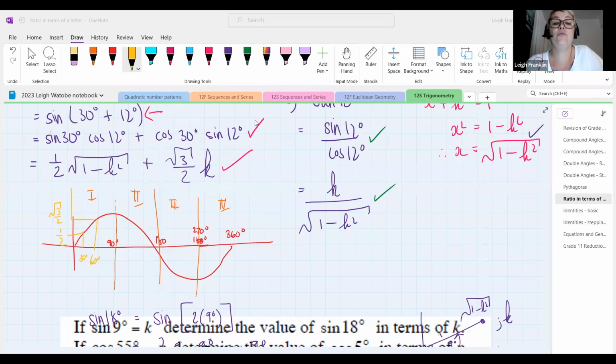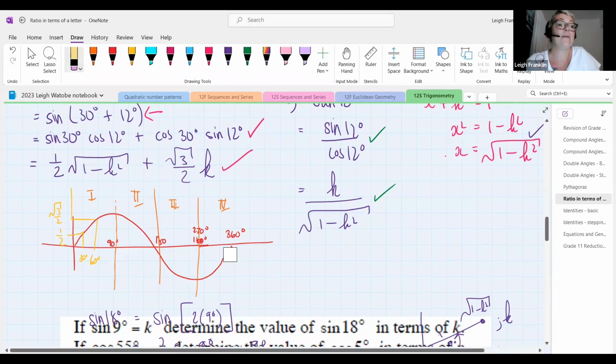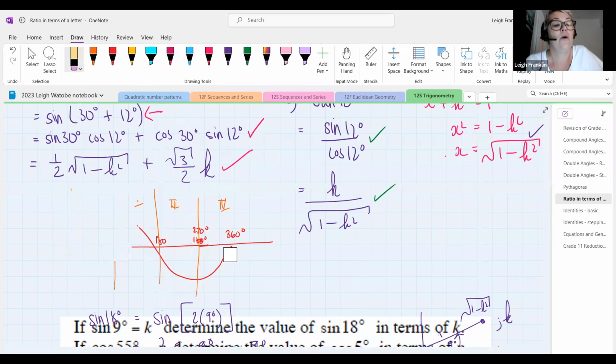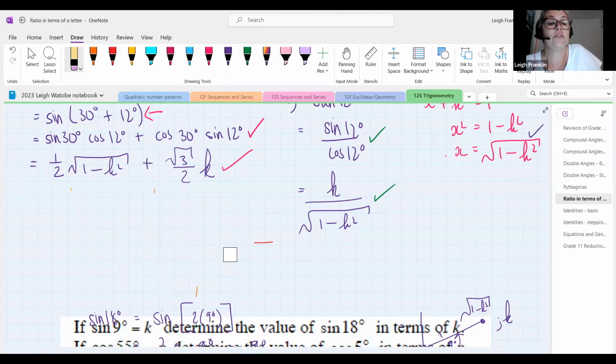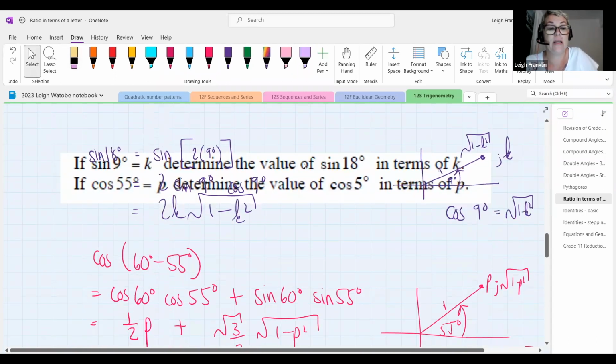Yes, Asanele, you would get a mark for that, but writing it as sine 12 over cos 12 would be better. But yes, that's fine to do that. All right, let's just get rid of that. Okay, so now we've only got a few minutes left, unfortunately.